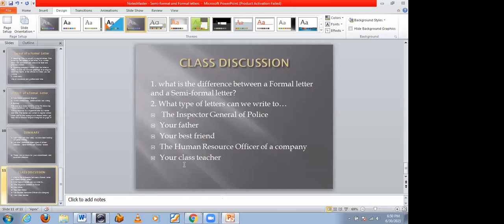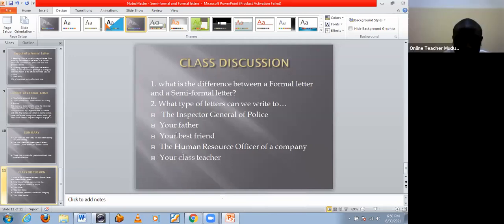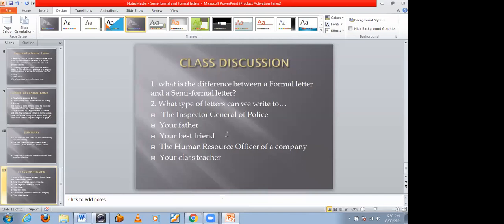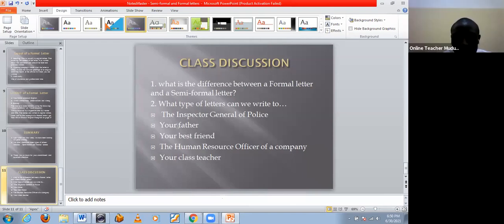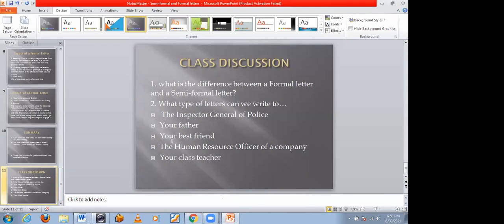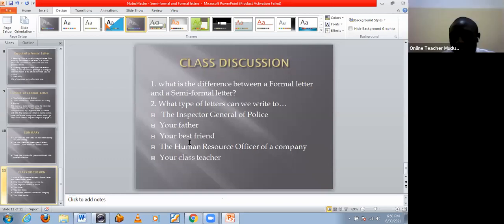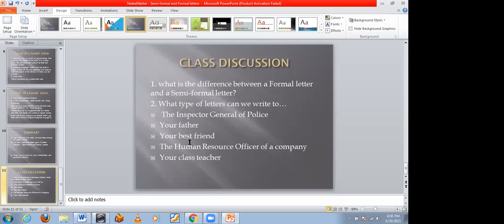To your class teacher, I'm going to use a semi-formal letter. That is correct. Very good. Semi-formal letter to your teacher. So we are remaining with two, your father and your best friend. For your father, I think you should write a semi-formal letter. To your father, right? Okay. That is correct. Excellent. And we are remaining with your best friend. For the best friend, I think you should use a friendly letter. Friendly letter, also known as? An informal letter. An informal letter, that is correct.